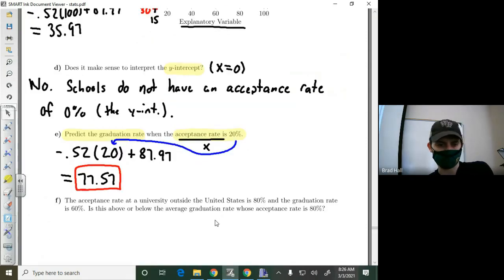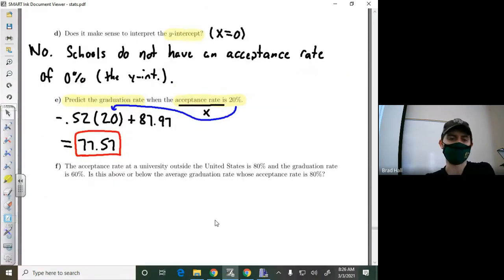And one more question we have at the bottom. The acceptance rate at a university outside the United States is 80%, and the graduation rate is 60%. Is this above or below the average graduation rate, whose acceptance rate is 80%? So what this problem is asking us is, if we consider a university outside of the United States, how is that going to fare with our predicted model? Will that be above our predicted model or below our predicted model? And that's what we get to find out here.